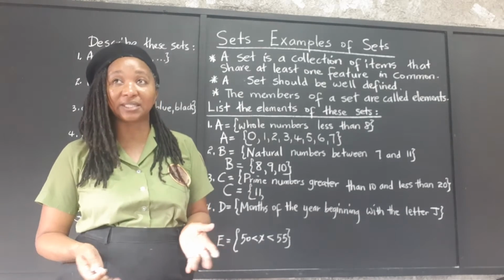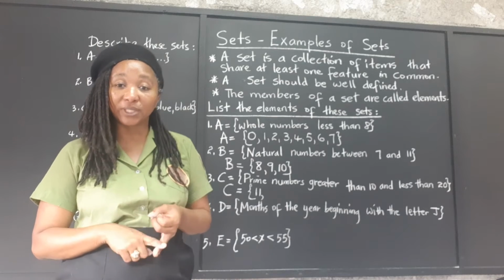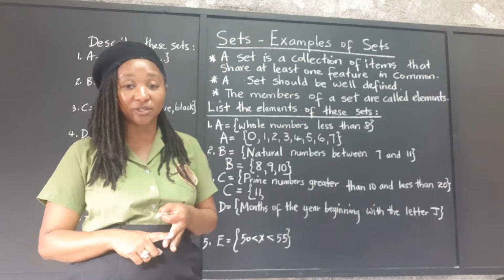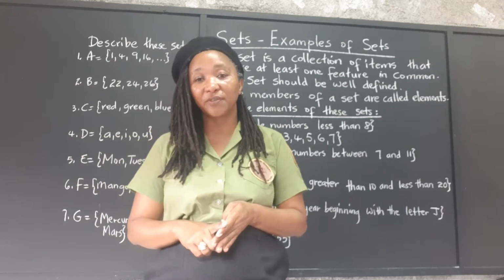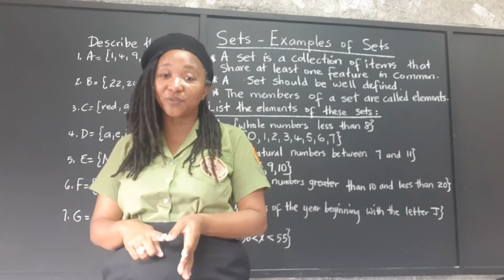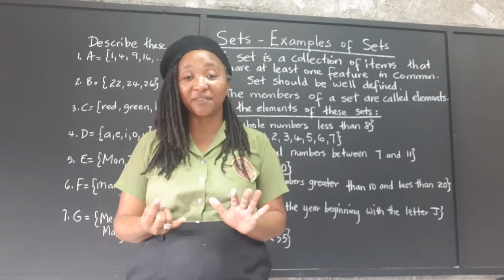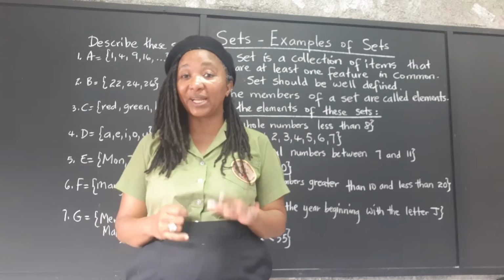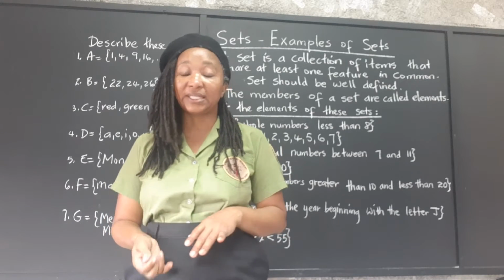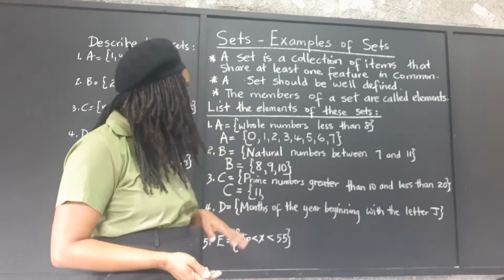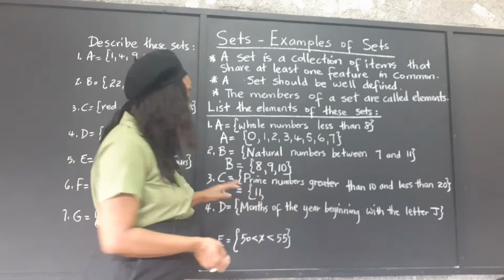So 12 has 1 as a factor, 2 is a factor of 12, 3 is a factor of 12, 4 is a factor of 12, 6 is a factor of 12, 12 is a factor of itself. So that's not a prime number, that's a composite number. It has 3 or more factors, so we're not going to put 12.